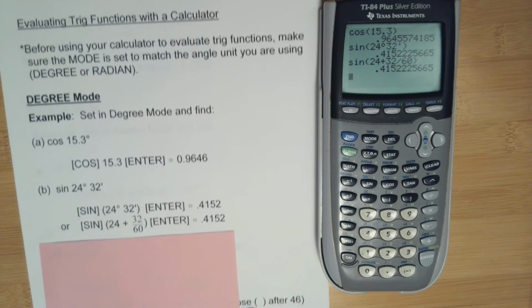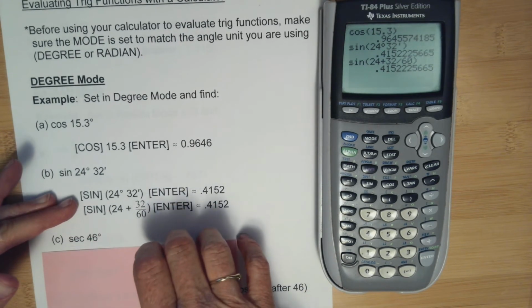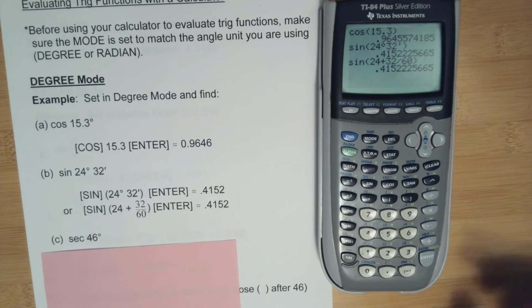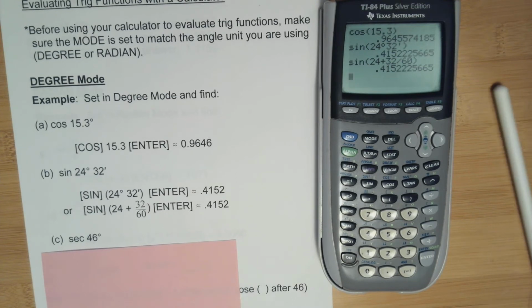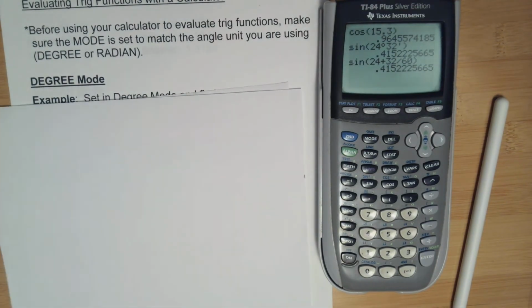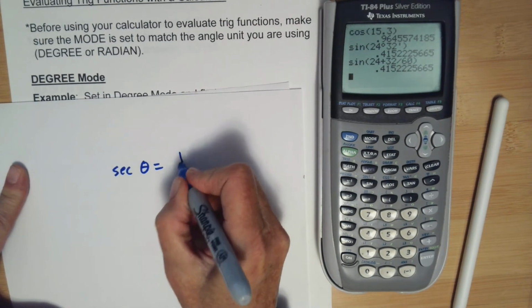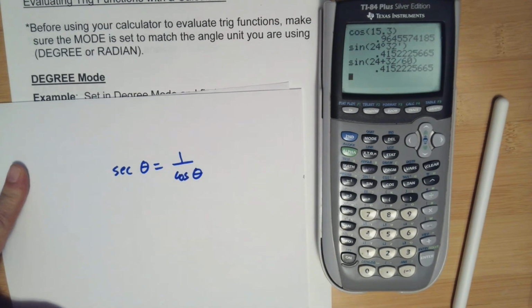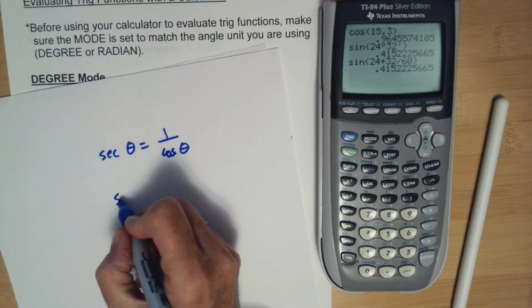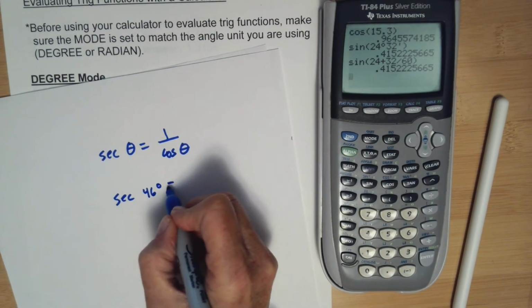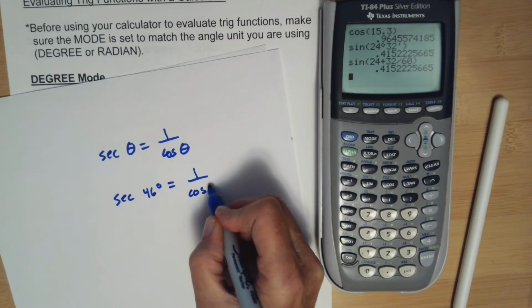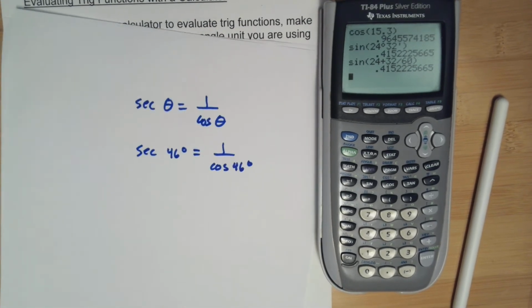All right, and now the next one is a little bit tricky because it's a secant. And now you'll notice over here on your calculator, you've got sine, cosine, and tangent. You do not have a secant button. So what you need to remember is the identity that says this: the secant of an angle is 1 over the cosine of that angle. So for my problem here, the secant of 46 degrees is 1 over the cosine of 46 degrees.